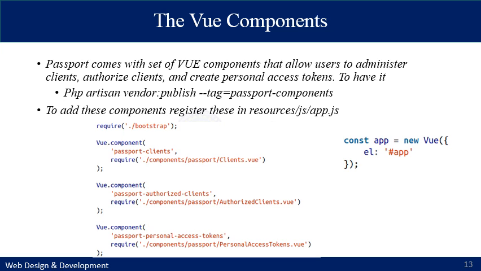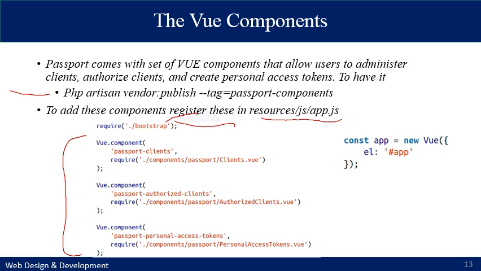The Vue components are very much in use these days in PHP Laravel applications, and Passport comes with Vue components that allow users to administer clients, authorize clients, and create personal access tokens. To install the Vue components into your application, you need to run the command php artisan vendor:publish --tag=passport-components, and it will add these components to your application. The location of these components will be resources/assets/js/app.js, and our typical Vue components are specified here.